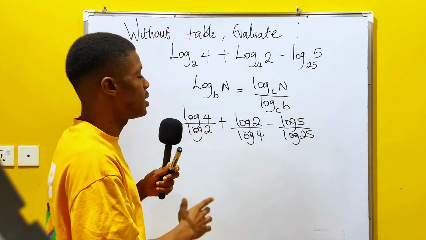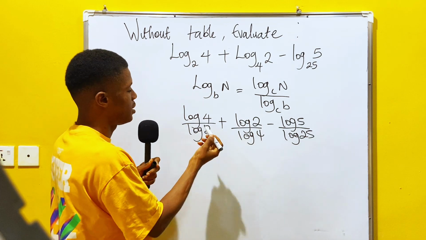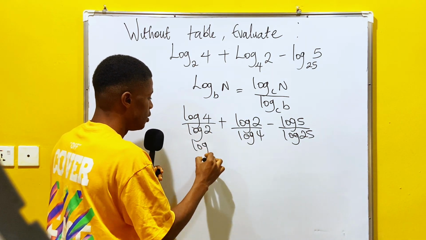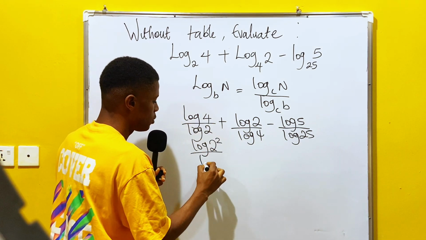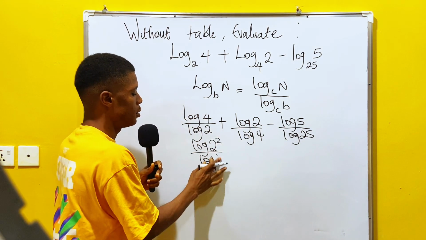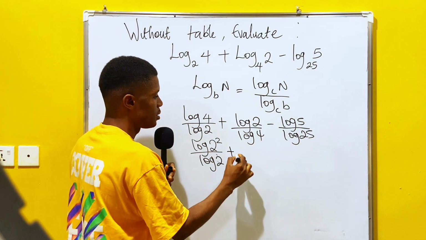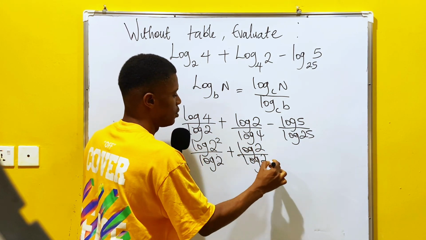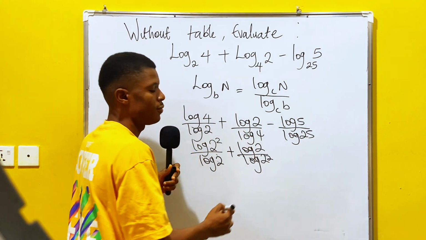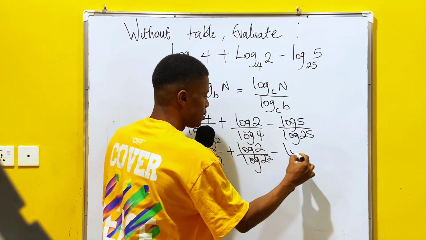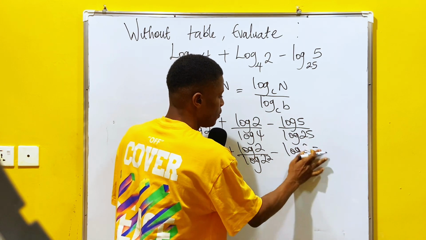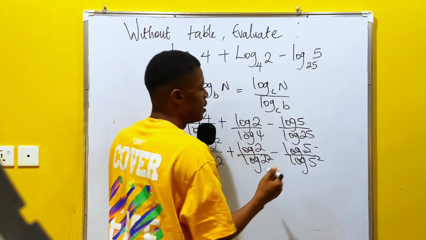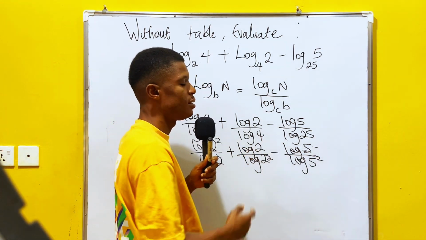Okay? So since we have this now, you can see that 4 can be seen as 2 squared, right? So we can now write it as log of 2 squared over log 2, plus log of 2 over log 2 squared, because 4 is 2 squared, then minus log of 5 over log 5 squared, since 5 squared is also 25.